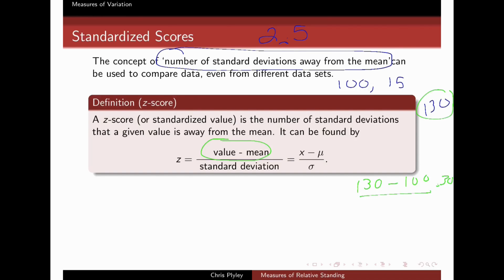Note that it could be plus or minus. So I take my data value minus the mean and I divide it by the standard deviation, because I'm seeing how many times my standard deviation fits into this difference. In my example, I take 130 minus 100, divide by 15, that gives me 30 over 15, which is of course just 2. This is consistent with our observation that a score of 130 is 2 standard deviations above 100.